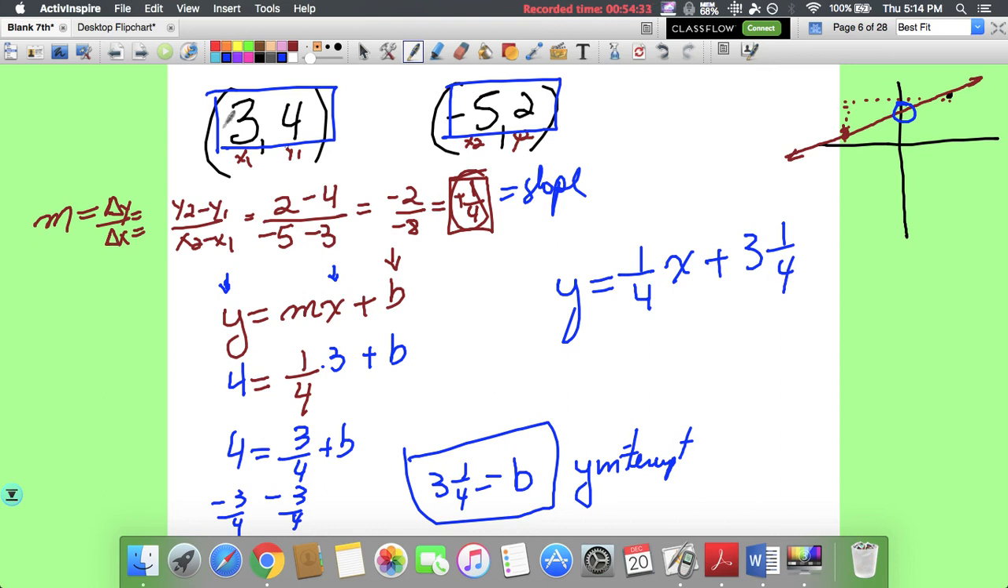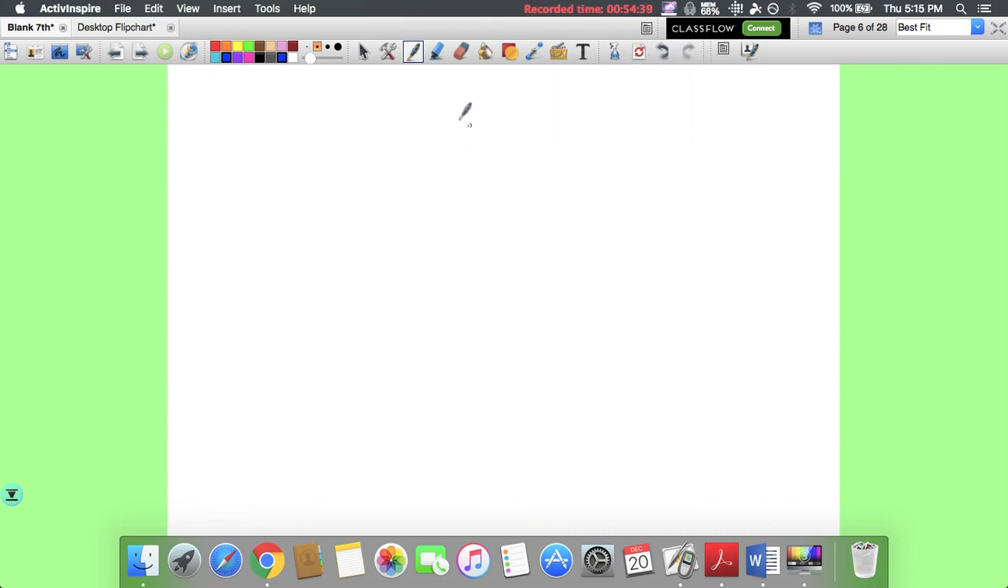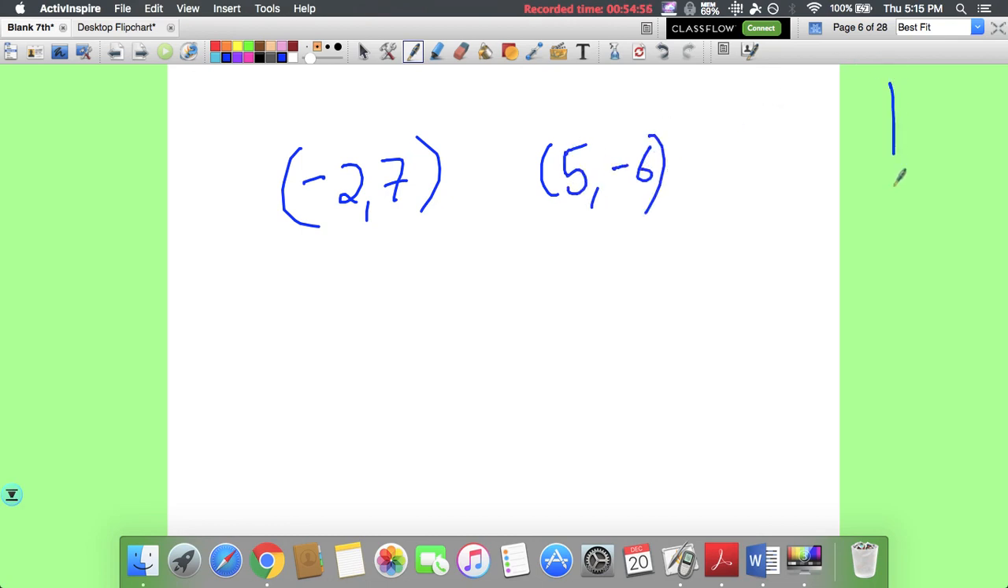Okay, I'll do one more. Let's do a negative one. So let's pick negative 2 and let's go all the way to 7, and let's do one that goes to 5 and negative 6. So if you were just to graph this, just so that you would see, 2 over, 7 up, that would be 1 point, 5 over and 6 down, so 1 point. Just for you to imagine how this would look, it looks like a point like that.